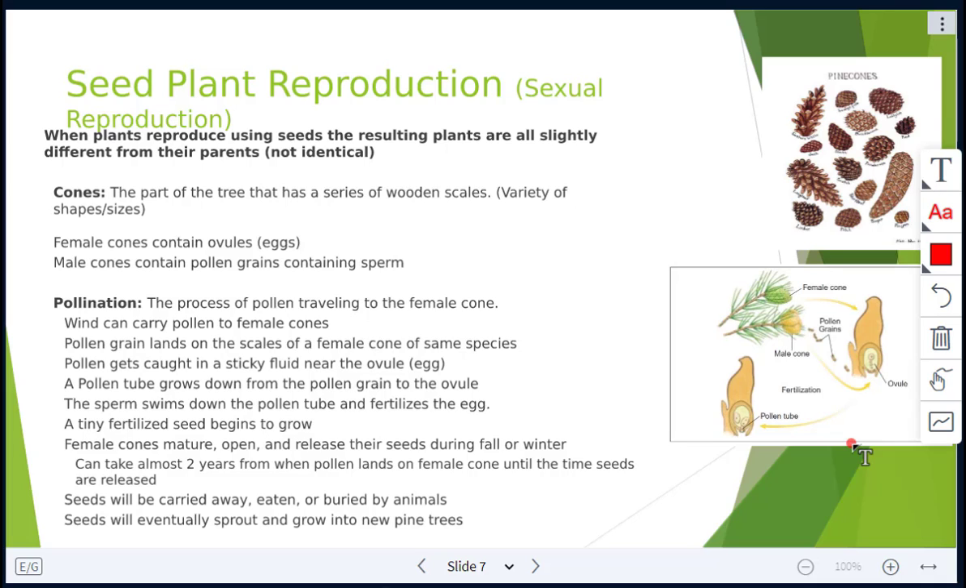So female cones can mature, open, and release their seeds during fall or winter. It can take almost 2 years from when the pollen lands on the female cone until the time the seeds are released. The seeds can then be carried away. They might be eaten or buried by animals, and then eventually the seeds will sprout and grow into new pine trees, for example.